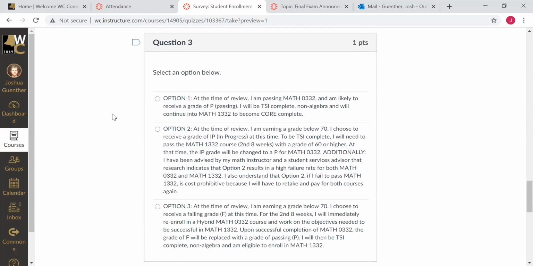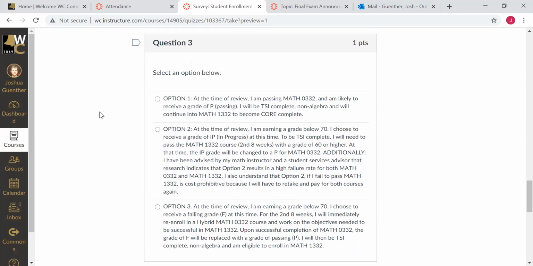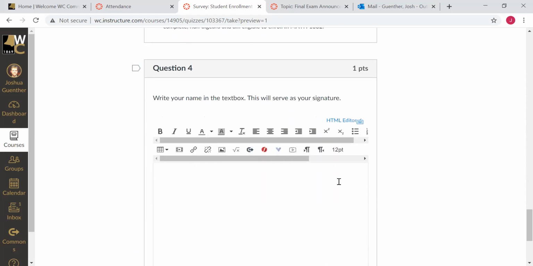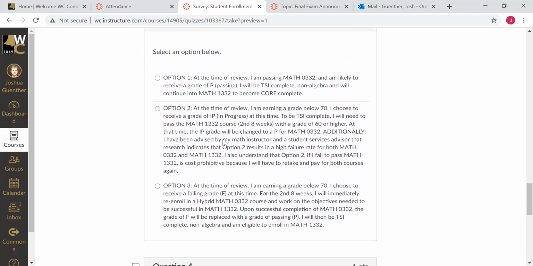Moving right along, the next question is the real meat and potatoes. As if it already wasn't verbose enough, here's the real meat and potatoes. You're gonna select 1 option from 3 options. If you're currently passing 0332, if you have more than a 70 and you just plan on taking 1332, take option 1 and you're done. Take option 1 and then go sign this sucker. Just literally type out your name. Options 2 and 3 are if you are currently making below a 70, here's what your options are.